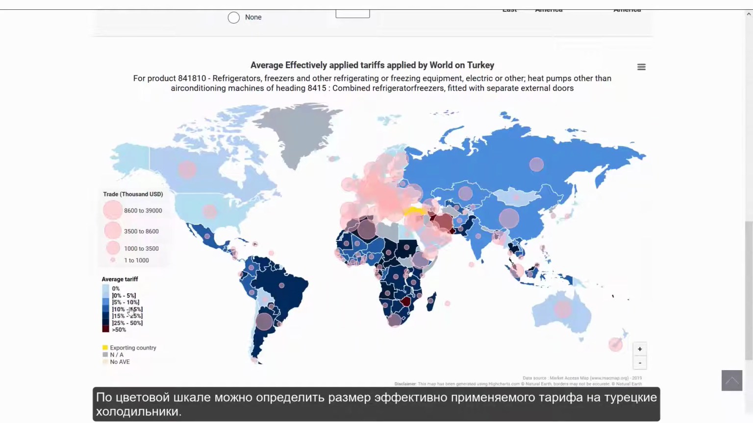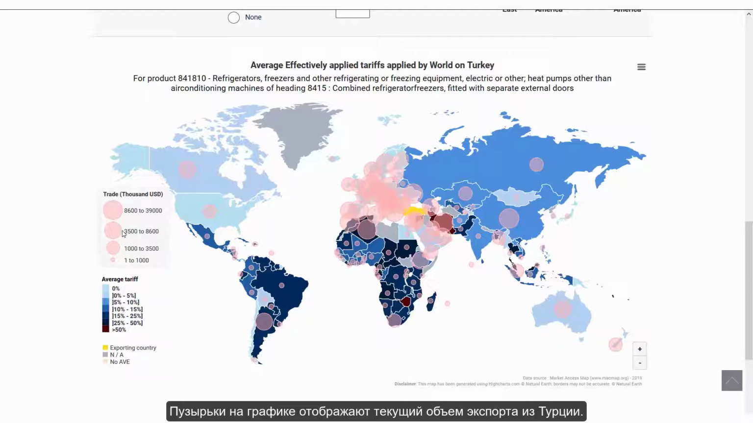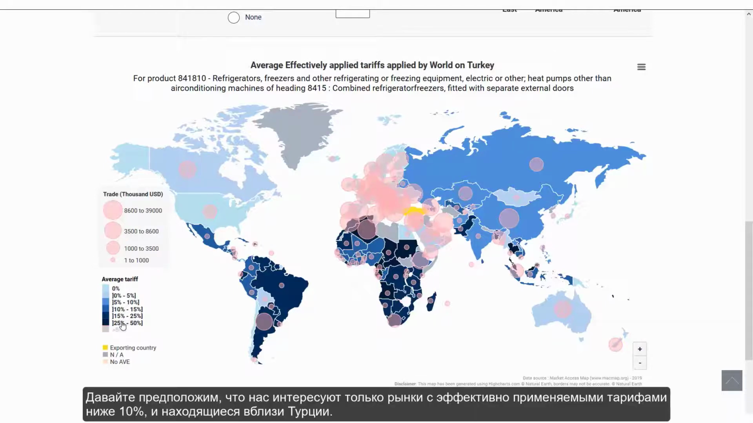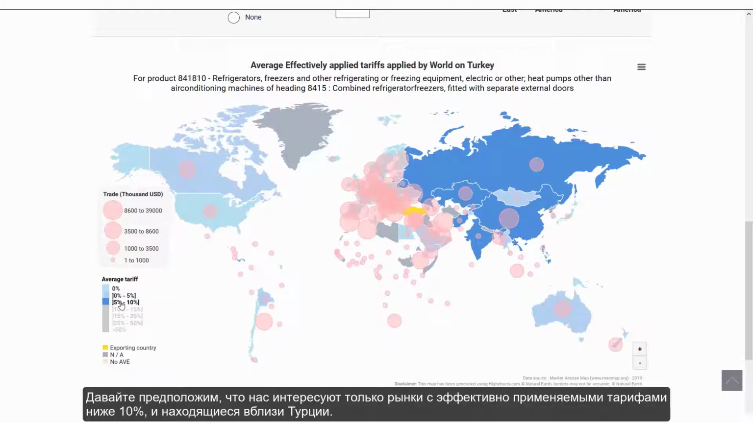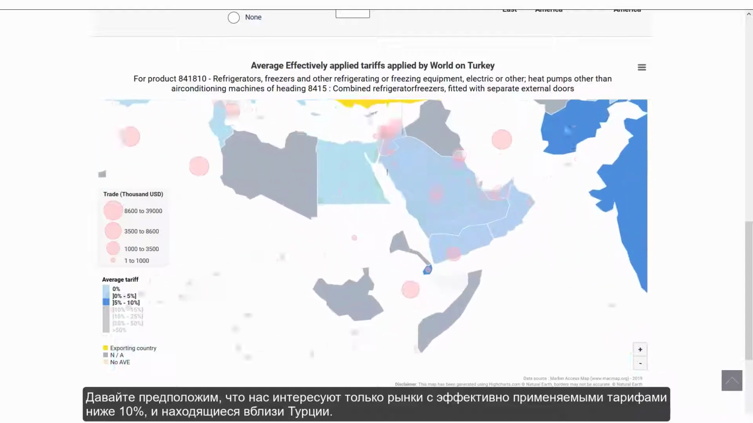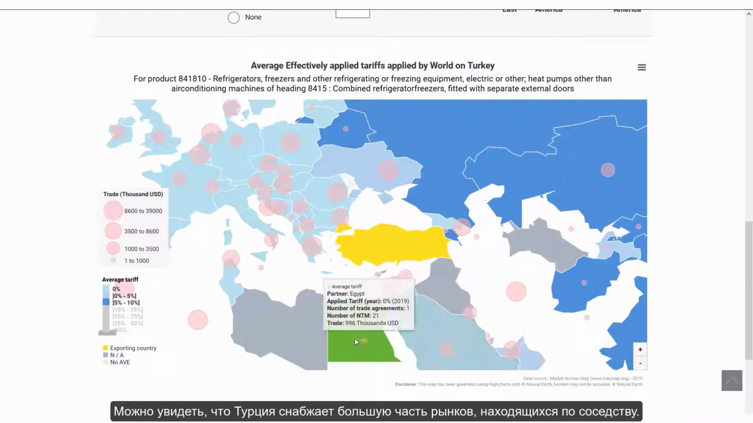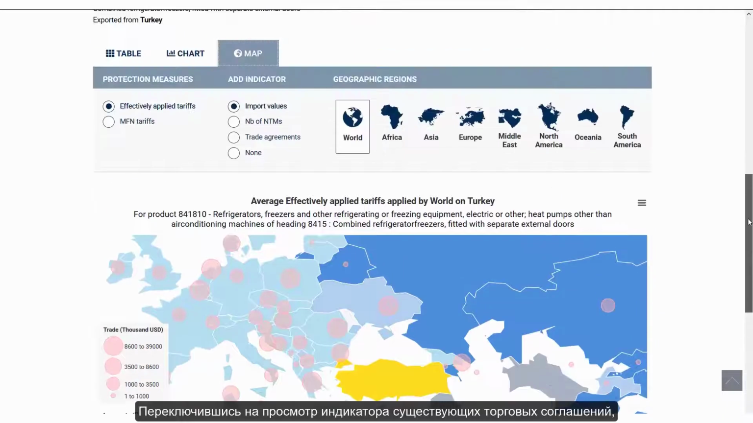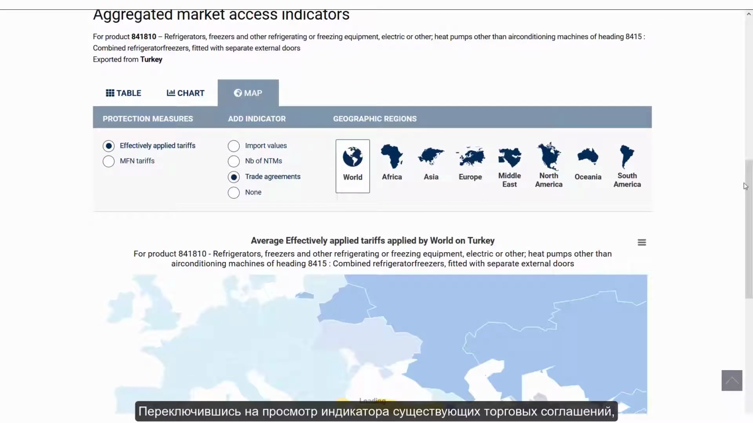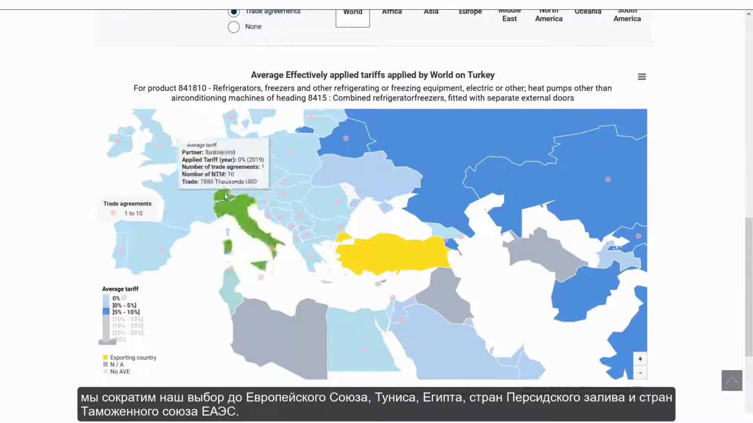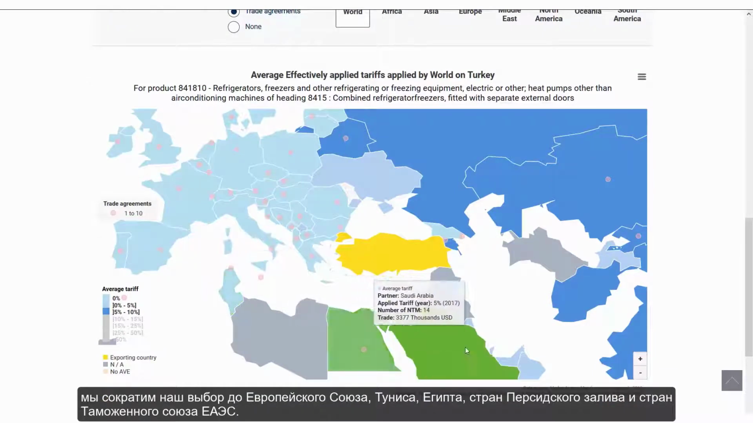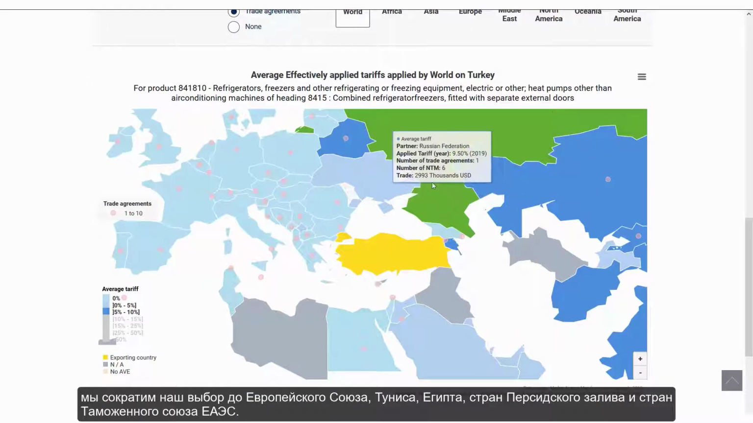Here, the colors represent the level of the effectively applied tariff on Turkish refrigerators. The bubbles represent current exports of Turkey. Let's suppose we are only interested in markets with effectively applied tariffs below 10%, and in the neighborhood of Turkey. We can see that Turkey supplies most of the markets in its neighborhood. Switching to the indicators of existence of a trade agreement, we narrow down our choice to the European Union, Tunisia, Egypt, Gulf countries, and Eurasian Customs Union countries.